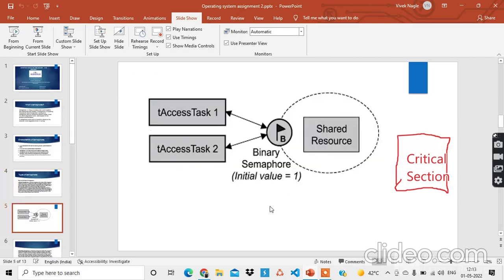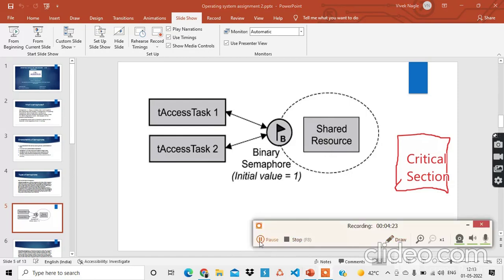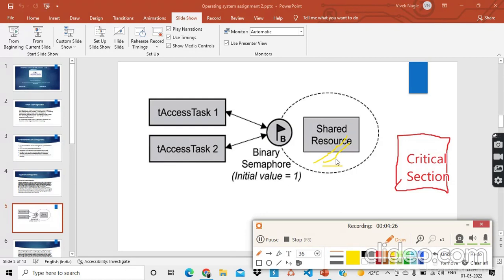Here we can see that there is a shared resource in the critical section. Further, two processes come to execute their tasks in the critical section. If the initial value of a binary semaphore is 1, only one process comes into the critical section and executes its task. The next type of semaphore is the counting semaphore.